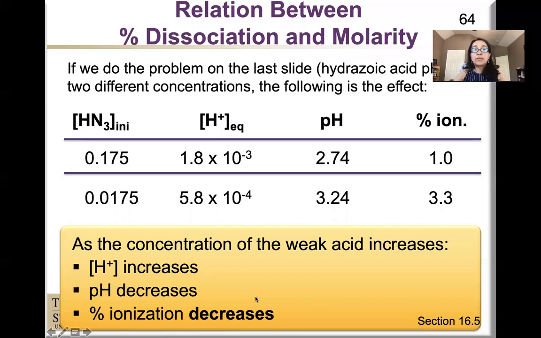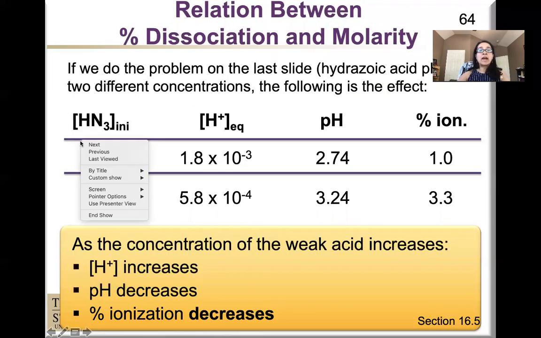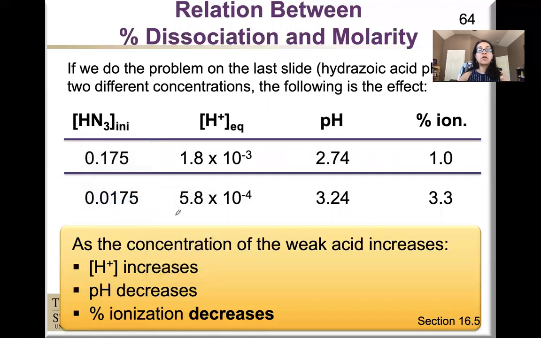Here I wanted us to talk about the relationship between the percent dissociation and the molarity of an acid. In the problem that we just did, that's exactly this first row. We had an initial concentration of the acid of 0.175 molar. Once that acid dissociated, we ended up with a hydrogen ion concentration at equilibrium of 1.8 times 10 to the minus 3 molar, a pH of 2.74, and a percent ionization of 1.0, right? That's what we just calculated.